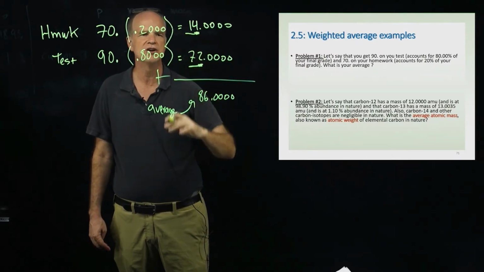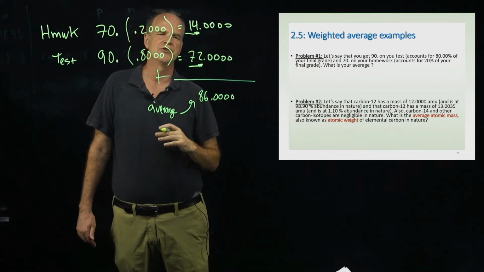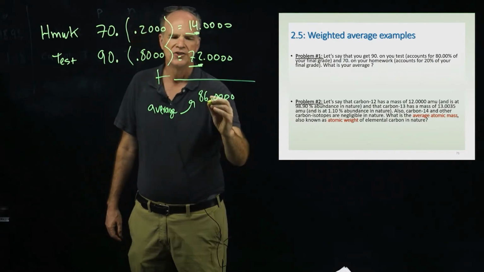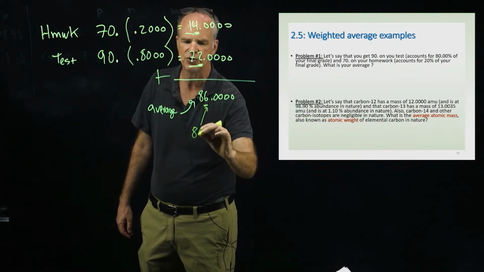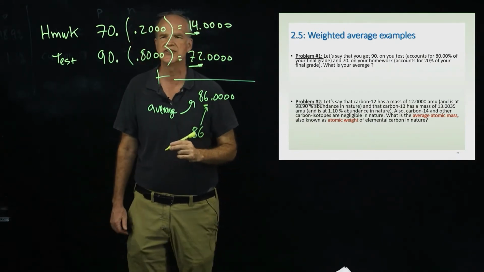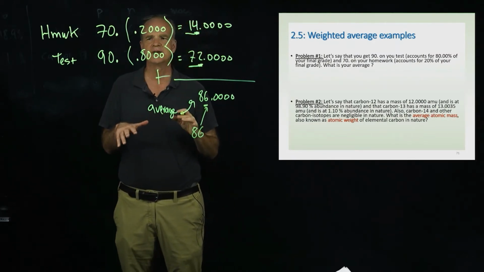And for those numbers up here, there's not one that's furthest to the left. Both of them are in the ones place. So we want to round this to the ones place. So the weighted average for this example would be 86, which kind of makes sense if you think about it.